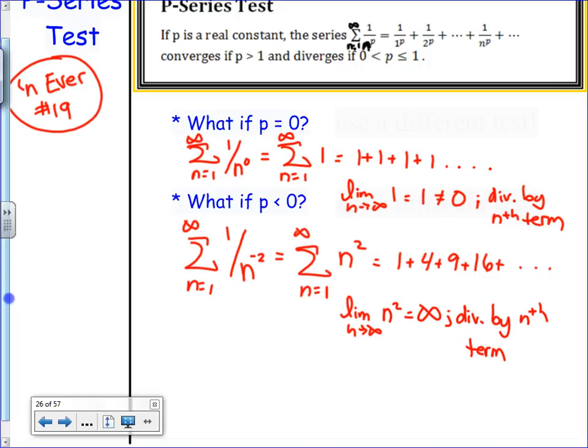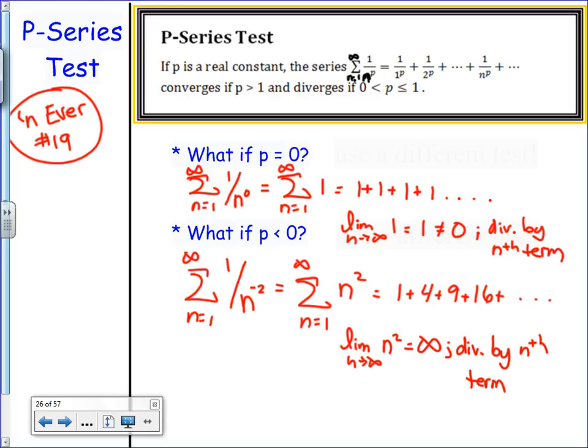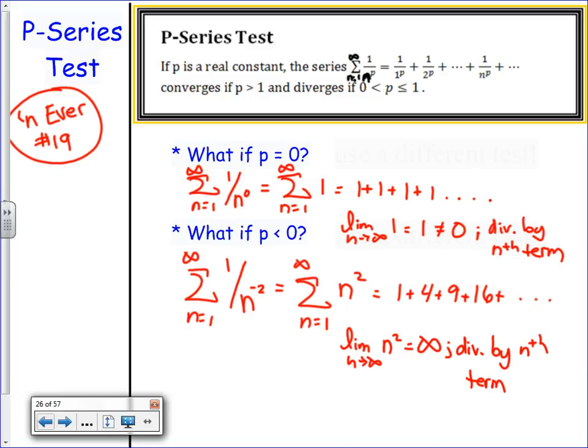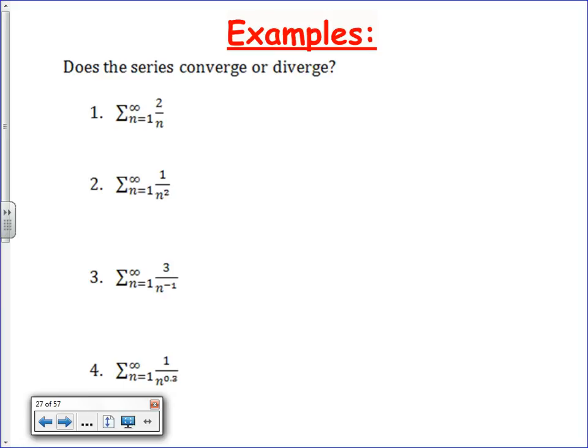Let's get back to the ones that do fit the test. If p is a real constant, the series converges if p is greater than 1, diverges if between 0 and 1, including 1. Oh, nth term, sorry. Diverges by nth term, diverges by nth term. Yeah? Good? So, how does logic work for this one?